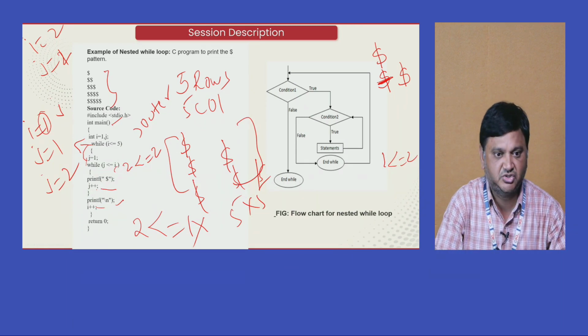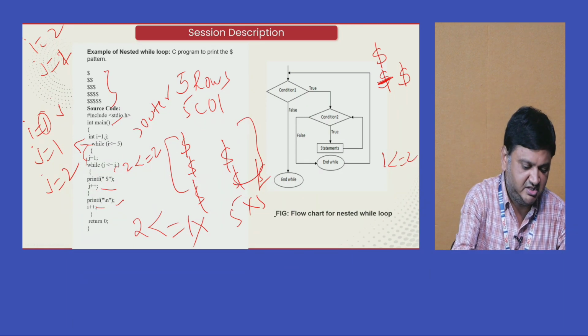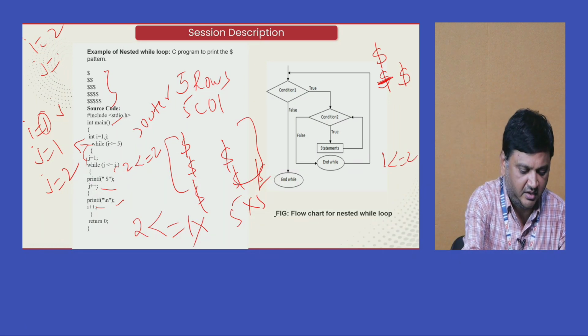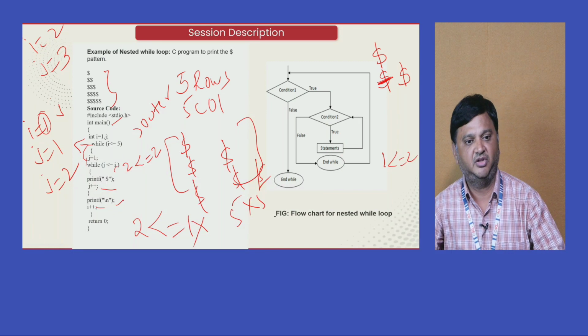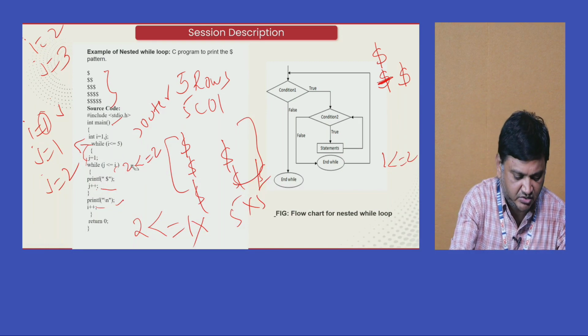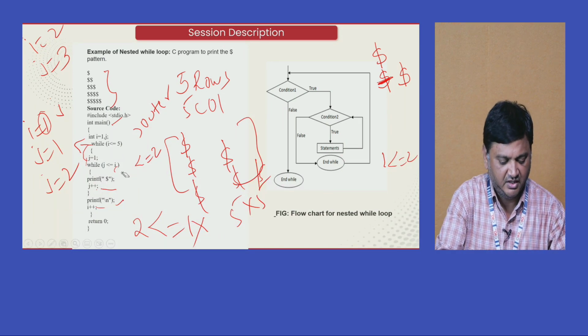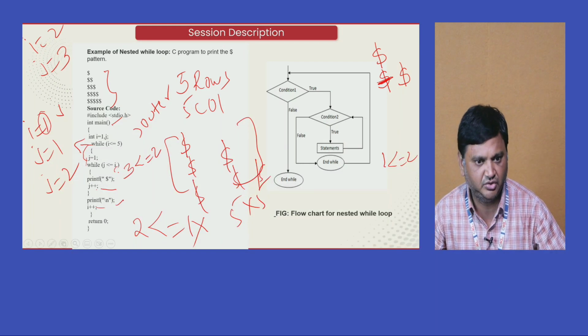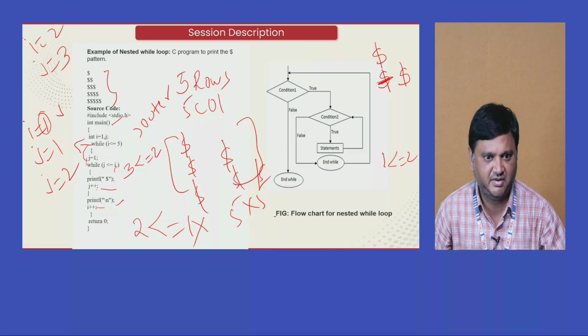Again what happens, my dear students? J plus plus. The previous value of j is 2, so your updated j value will be 3. Now tell me what is the condition in the inner while loop? J value is 3 and I value is 2. Is 3 less than or equals to 2? What is your answer, my dear students?